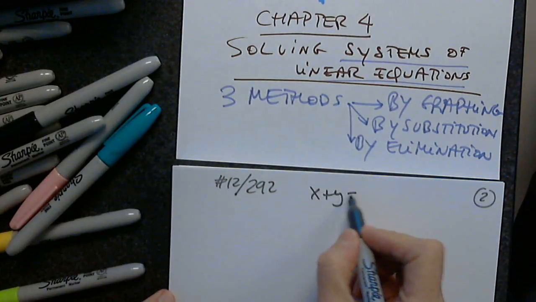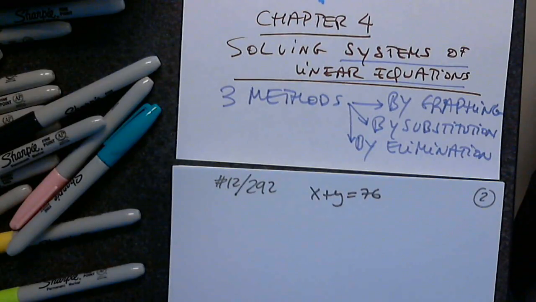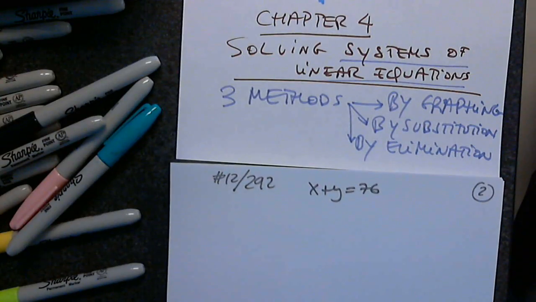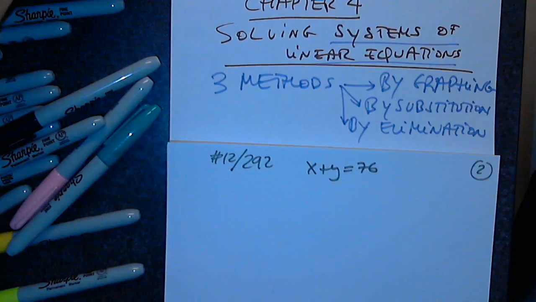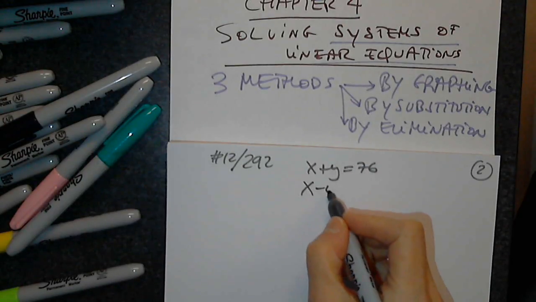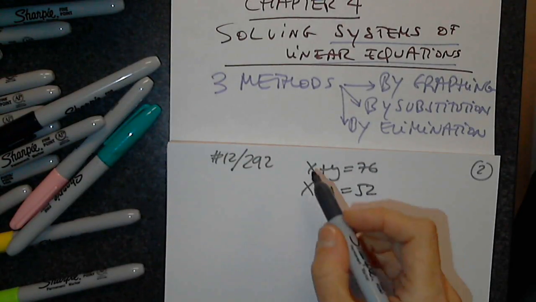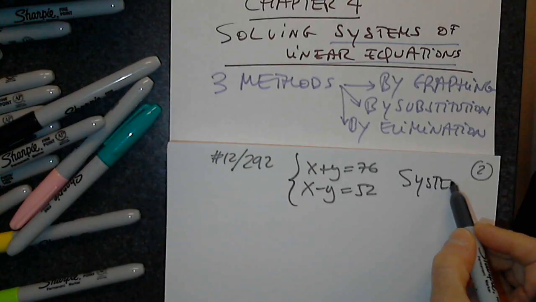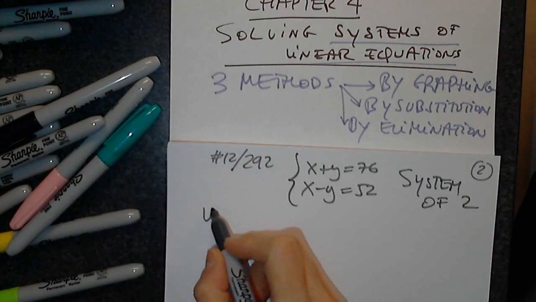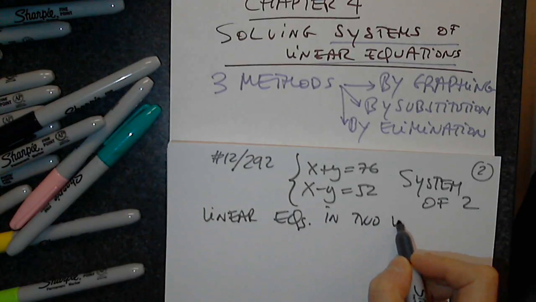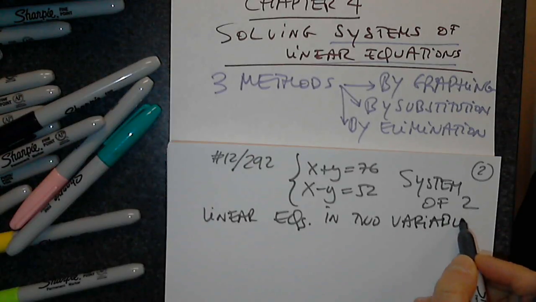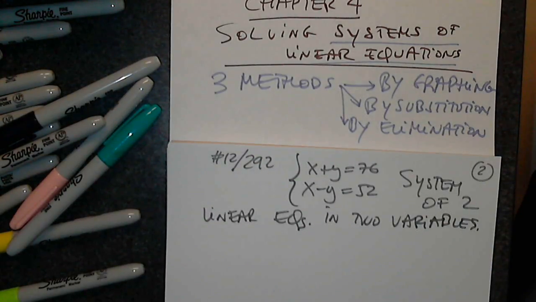Awesome. I'm reading on. Their difference is 52. I'd like someone to give us an idea of how to write this. X minus y. X minus y equals 52. This is a system. System of two linear equations in two variables. This is what we call a system.